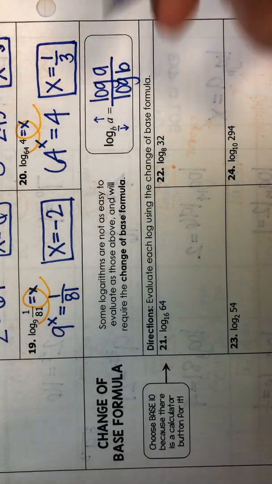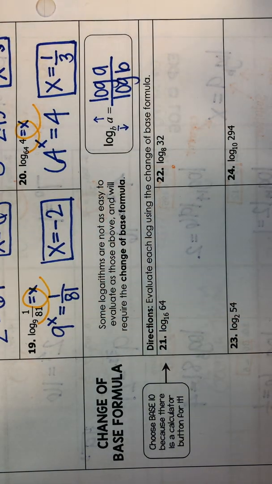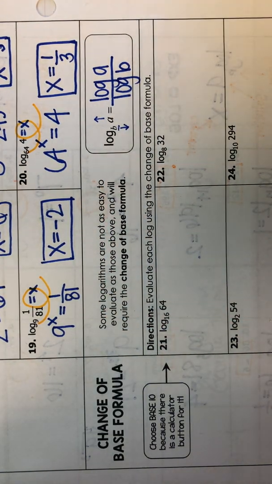Right here for number 21, I have log base 16 of 64. I want to evaluate it, but I know that I cannot do that unless I use the change of base formula.